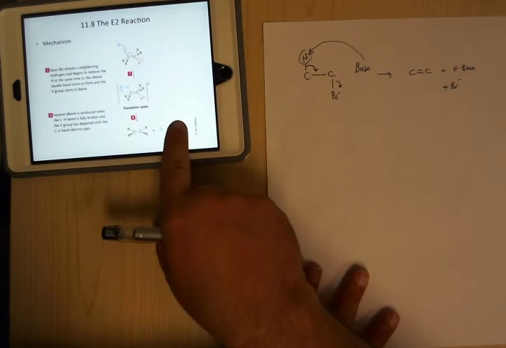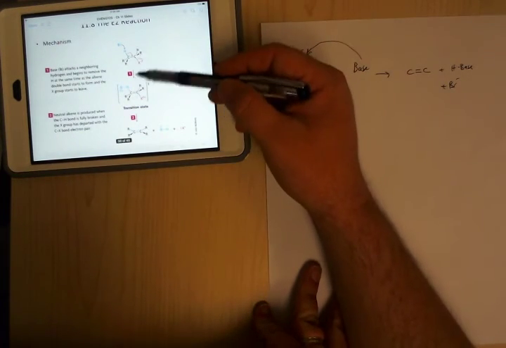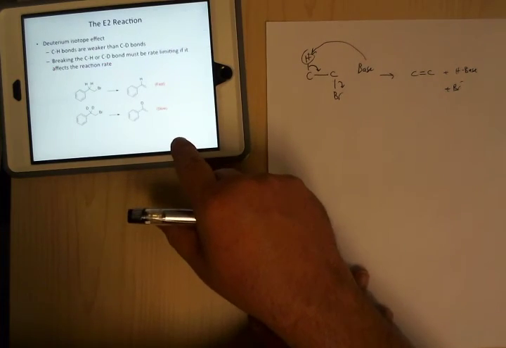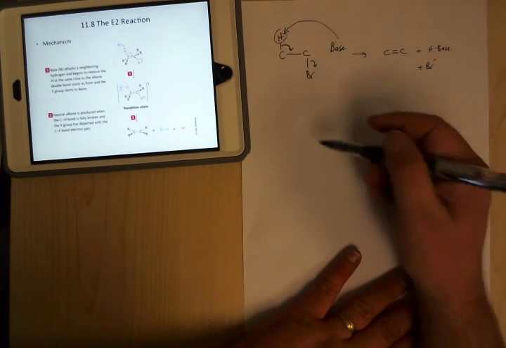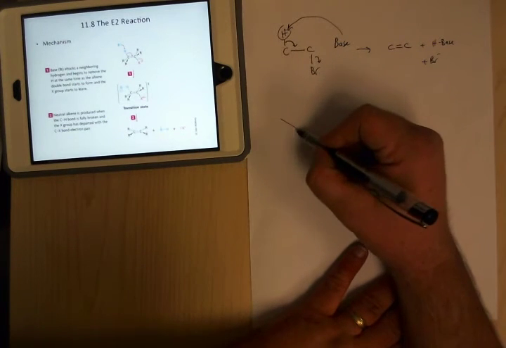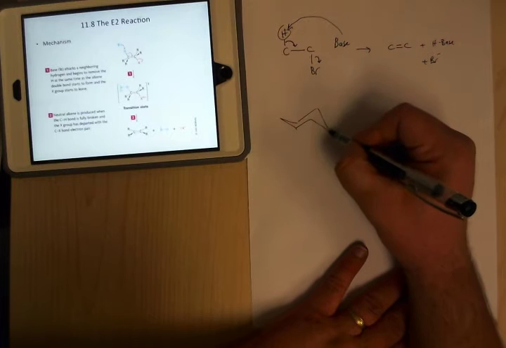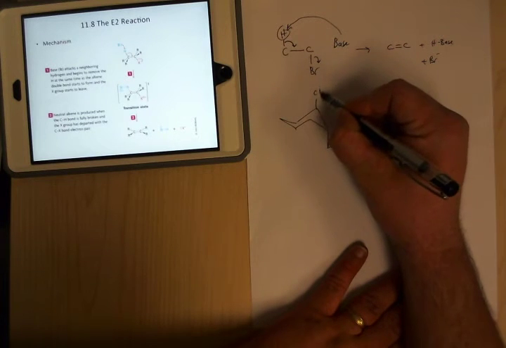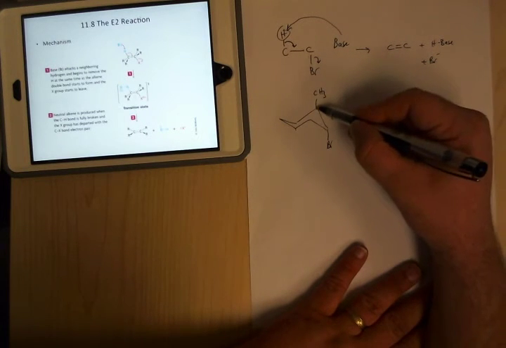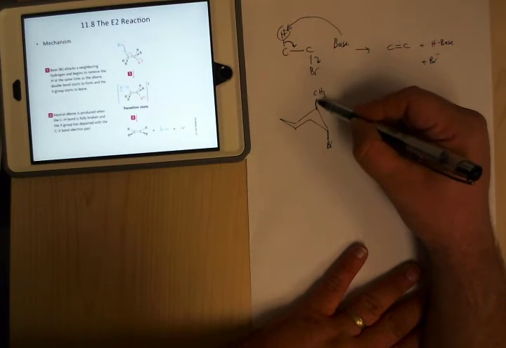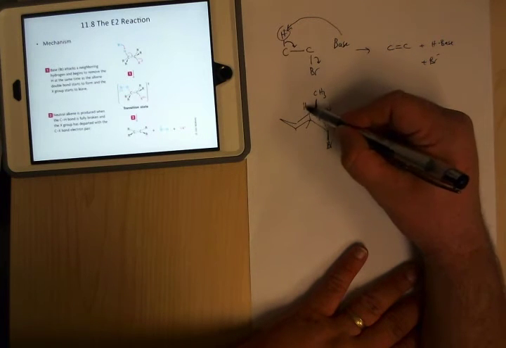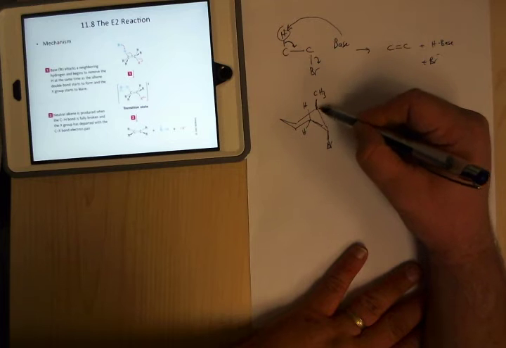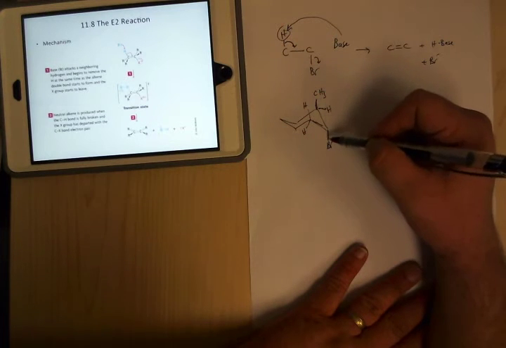For something like this, where you can get free rotation, it's not a big deal, but it becomes an issue if you have something like this, with your bromine here and a CH3 group here. These would be 180 degrees, so there wouldn't be a hydrogen here, and you'd have to pick this one. You'd have to go here. You couldn't go there because this one is 180 degrees from that bromine.